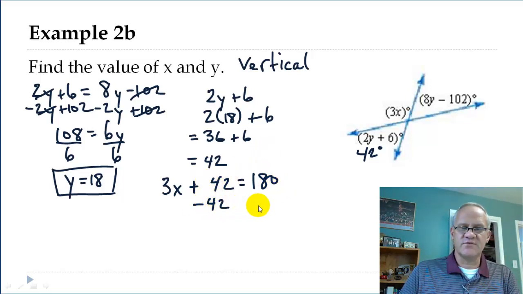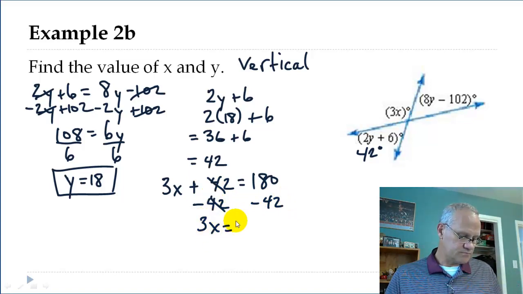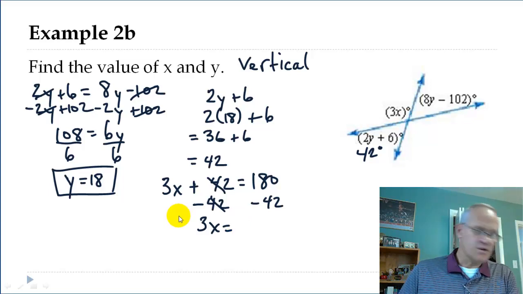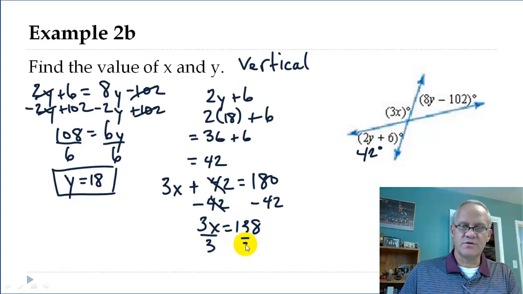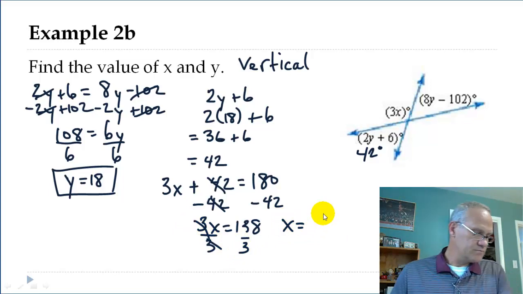So then I'm just going to solve that equation. Minus 42. 3x equals, I got 138 there, and divide by 3. So it looks like x should equal 46.